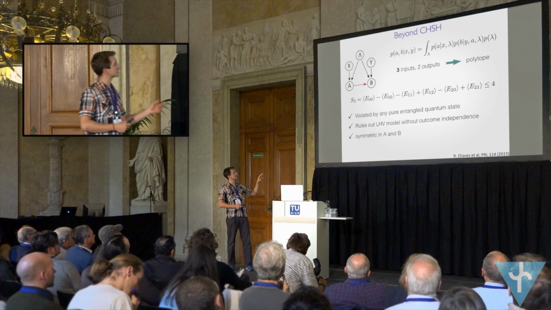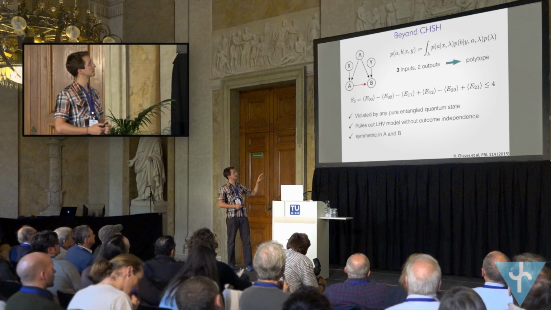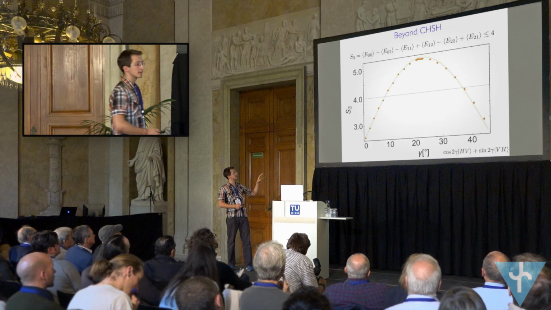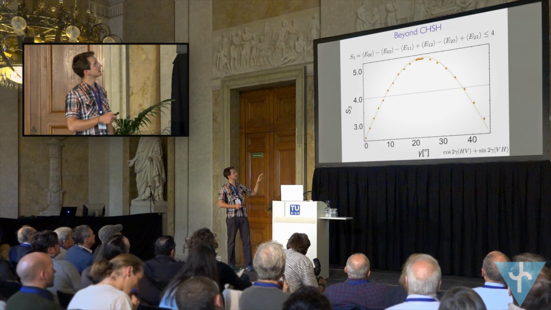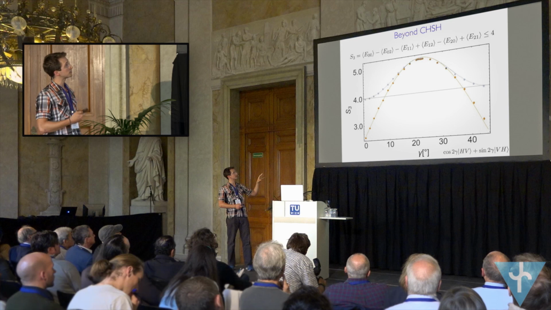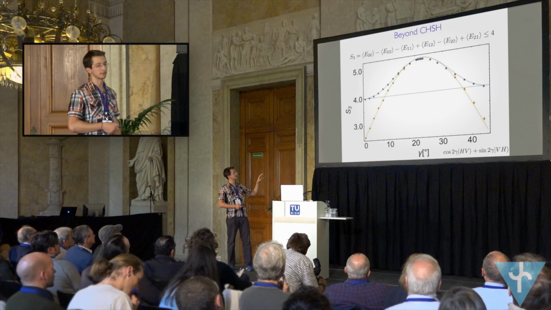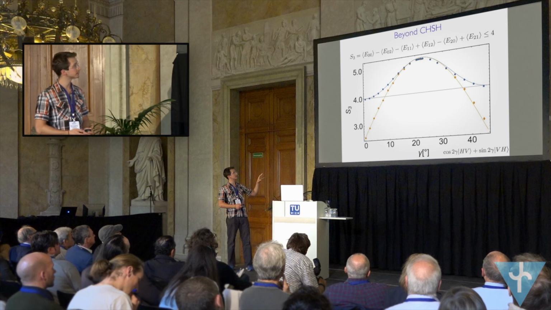And as an added bonus, it's actually symmetric in A and B, so we don't have to commit to a time order of these two. And that's what we find in an experiment. So this is when you take a fixed set of measurements. If you instead optimize the measurements for each state, then you can get this violation for every state that I mentioned before. And that's plotted versus a state parameter that goes from separable to maximally entangled back to separable.